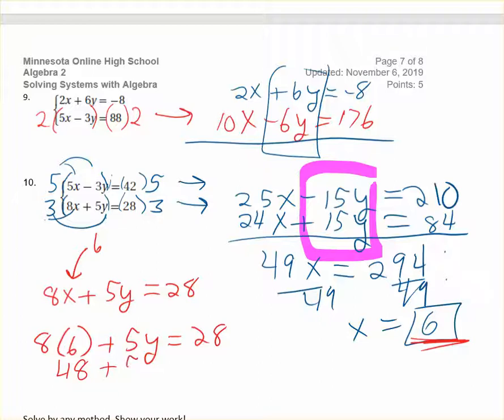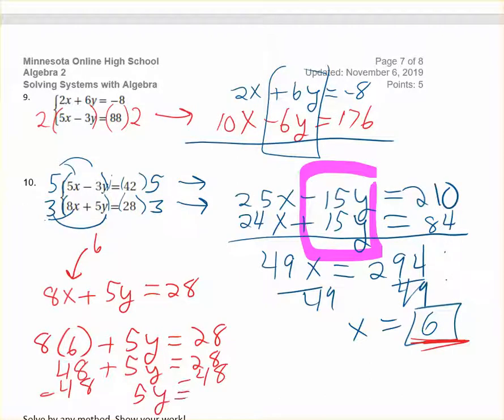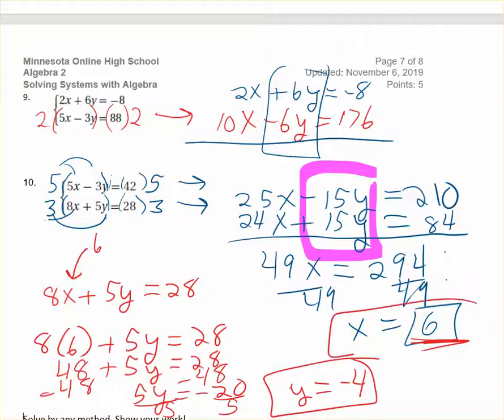8 times 6 is 48. Then I would subtract 48 from both sides. 5y is equal to negative 20. Divide both sides by 5 and you'll have your answer. y is equal to negative 4. So here's my answers, and I'll now write that as a coordinate point, the x value first, comma, then the y value, and there's your solution for this system of equations.